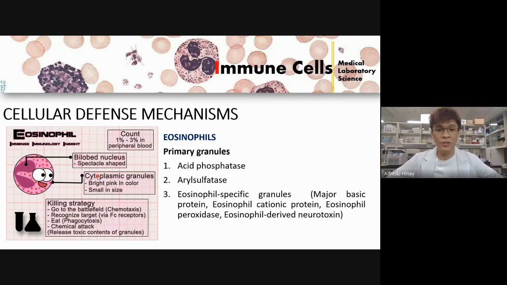So the primary granules contain your acid phosphatase. You have your aryl sulfatase. Okay, aryl sulfatase, very good enzyme for your Mycobacterium tuberculosis. Your eosinophil also will increase if you have Mycobacterium tuberculosis. Then you have your eosinophilic specific granules or major basic protein. You have your eosinophil cation proteins. You have your eosinophil peroxidase, eosinophil derived neurotoxin. So these components are generally termed as your eosinophil specific granules.